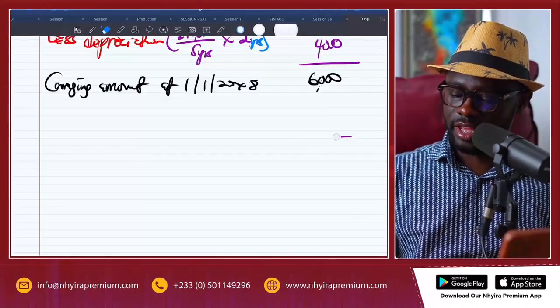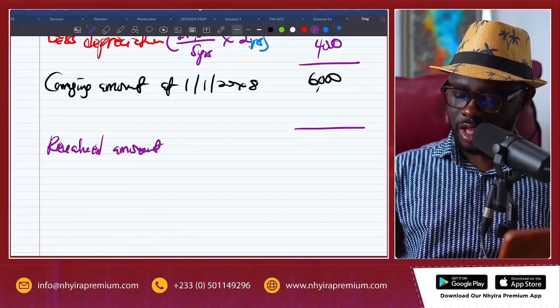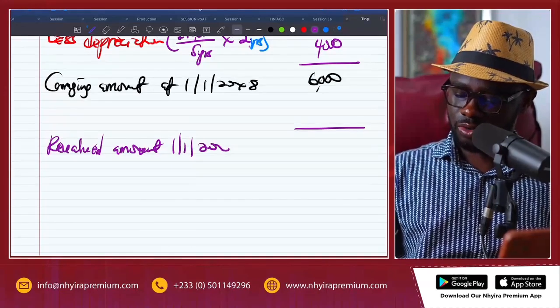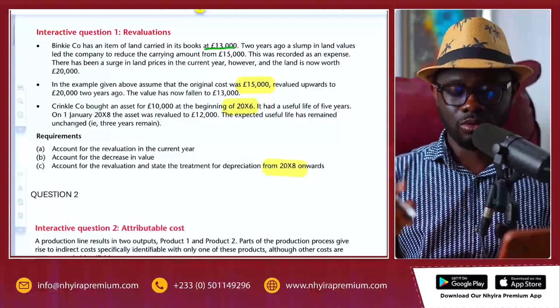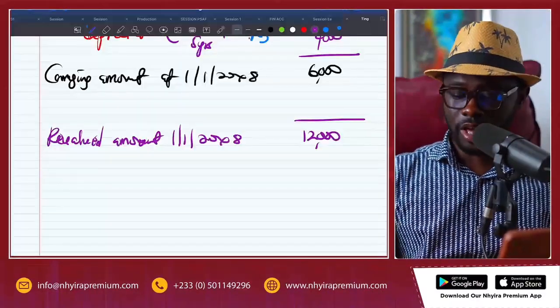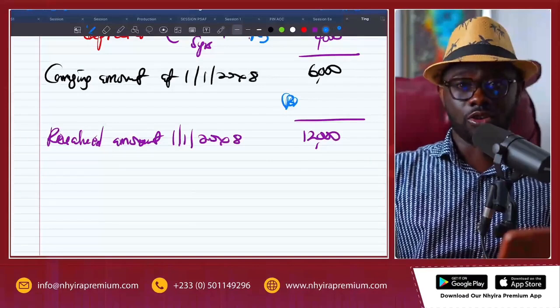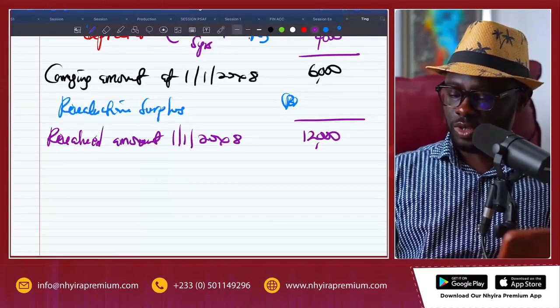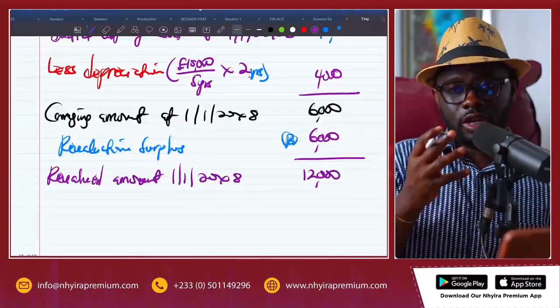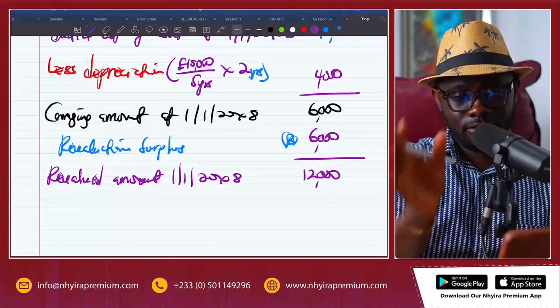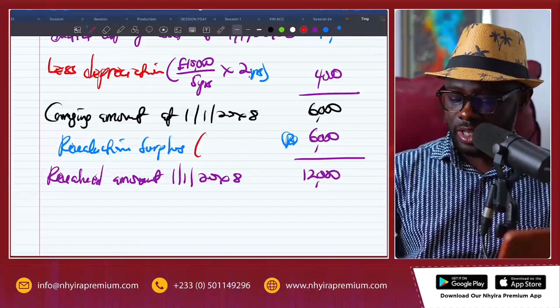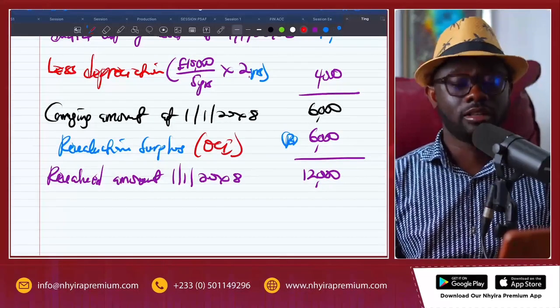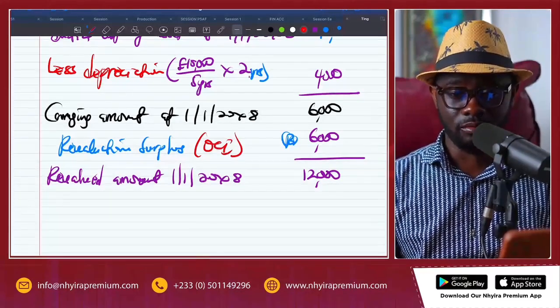Then we bring in the revalued amount. So revalued amount 1st Jan 20x8. We are told it was revalued to £12,000. So what do we have? The balancing figure, it's going to be a revaluation surplus, which is £6,000. So in the current year ended, revaluation surplus, this is the first time, and that will go to OCI as well, other comprehensive income.